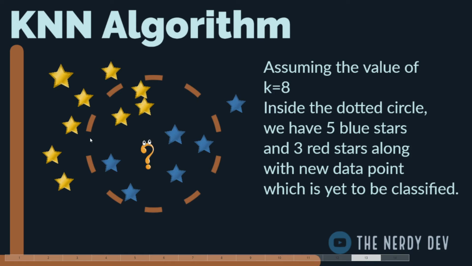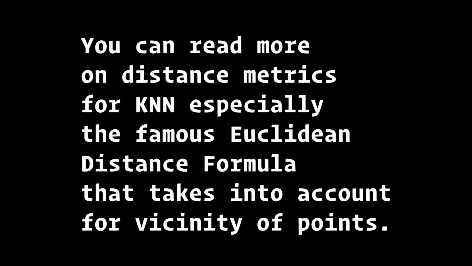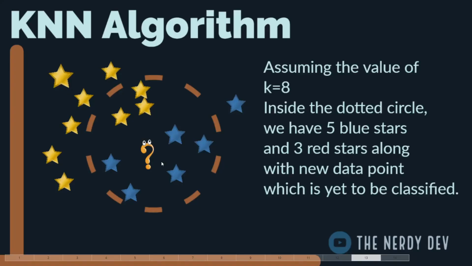Whatever class has more points within the boundary will be the class to which the new data point, represented by a question mark, will go. So in this case, the question mark, which is the new data point, will go to the class of zeros represented by blue stars. This is how it will decide to which class the new data point should get assigned.